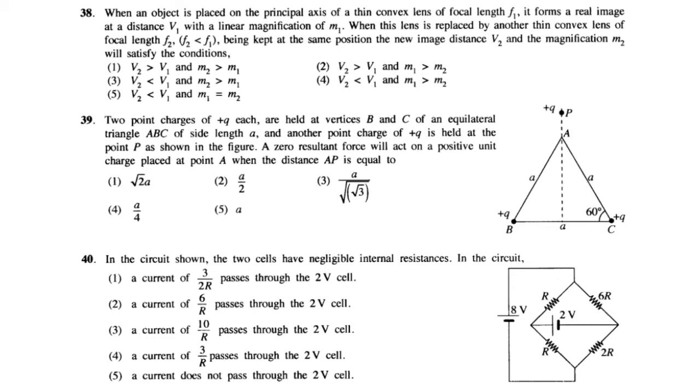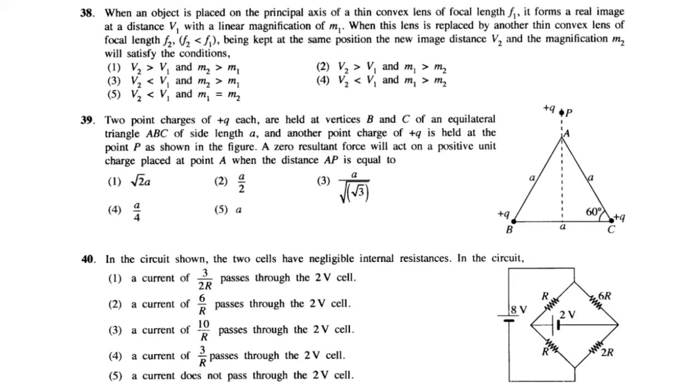Question number 40. There is a circuit shown in the diagram. They are asking for the current through the 2-volt battery. For a moment, we assume that the 2-volt battery is not connected there. Then the top junction and the bottom junction of the circuit have an 8-volt voltage difference. Now, 6R and 2R are in series, and R and R are in series. 6R plus 2R is 8R. This 8 volt will be divided across 6R and 2R, giving a 6-volt potential drop across 6R and a 2-volt potential drop across 2R.